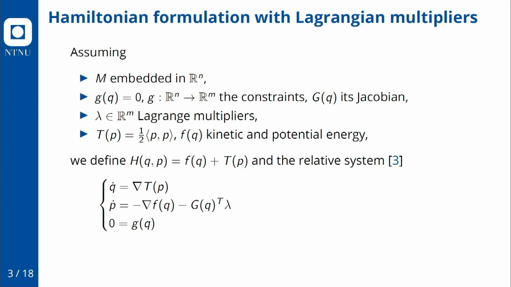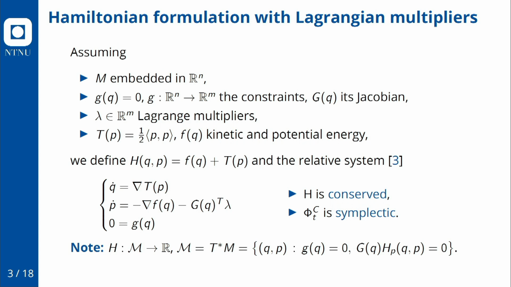The properties of this system are that it preserves the energy, so H is conserved, and the flow of this system is symplectic. Just a little note, the function H is defined on the cotangent bundle of the manifold M on which the function f is defined. But here we have a problem, because as the energy is preserved, if we start at a point and evolve the system from that point, then we remain on the level set of H to which that point belongs.